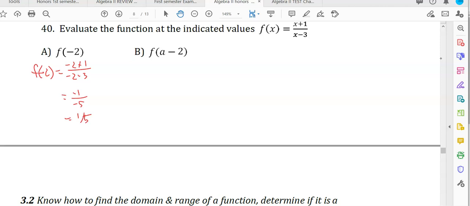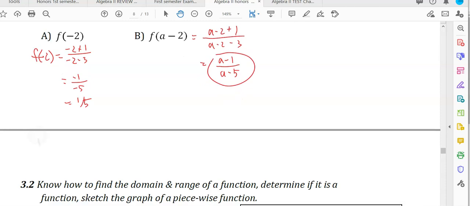And this one, we're going to plug in a minus 2. So we get a minus 2 plus 1 and a minus 2 minus 3. So this would be a minus 1 over a minus 5. That's actually as simple as you can get there, I think.